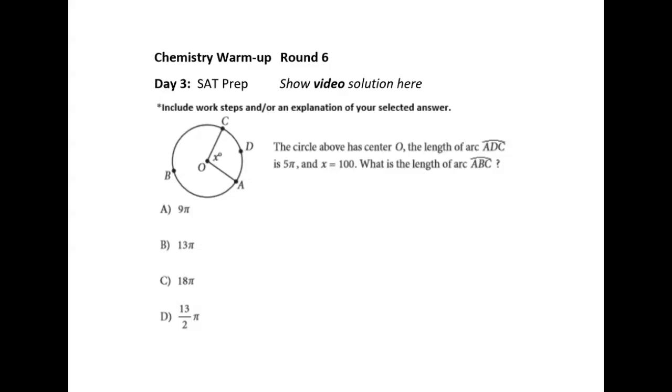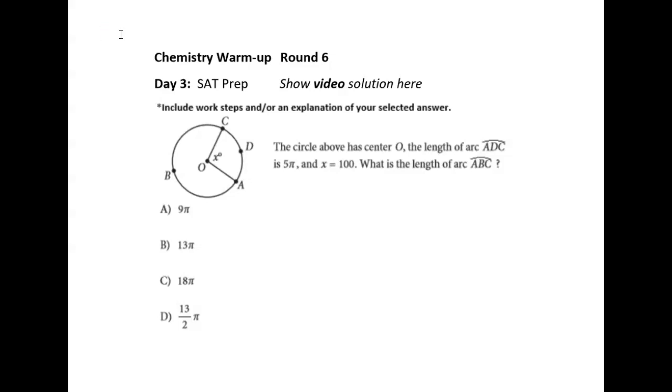Here's the answer to the Day 3 SAT prep question. The circle has center O. The length of arc ADC is 5 pi, and x equals 100 degrees. What is the length of arc ABC?